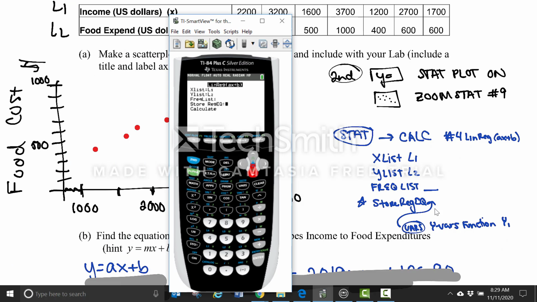Okay, and then you're going to go to vars for variables. That's right here, that red one. And y variables, push over to y variables. Function, because we're storing it as a function, and y1. And all that's doing right there is getting you a y1 right there. If you don't want to do that, that's fine.